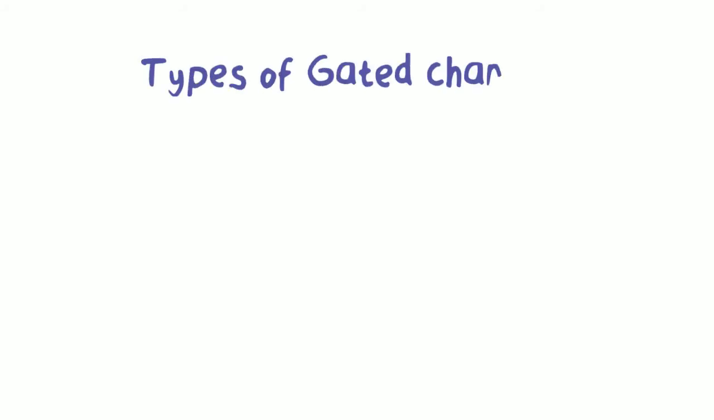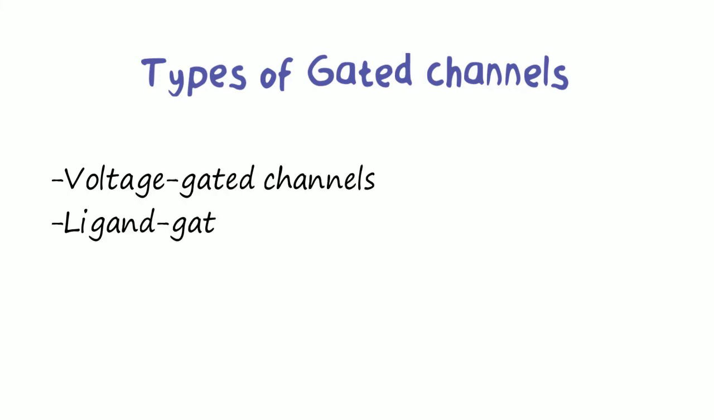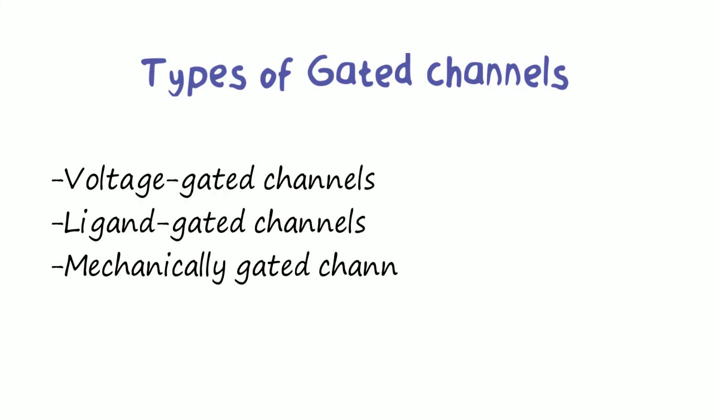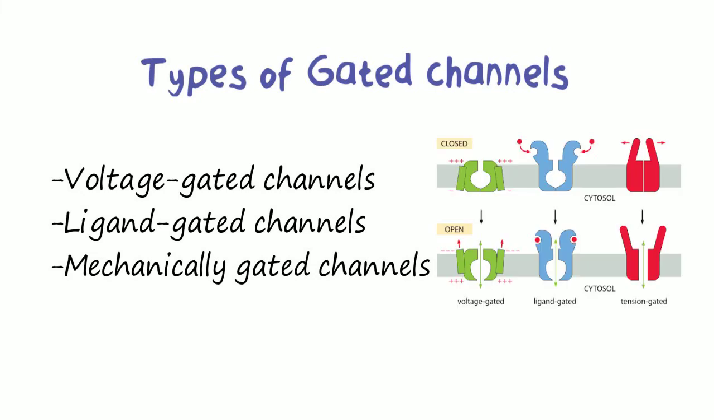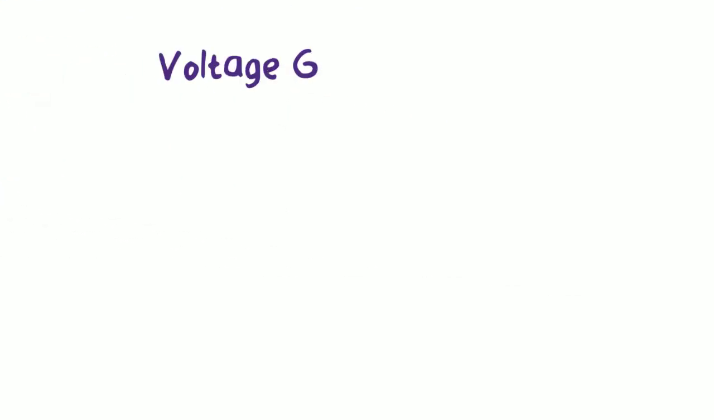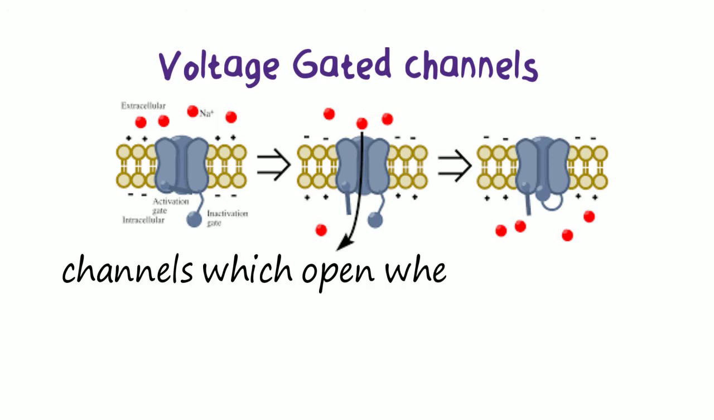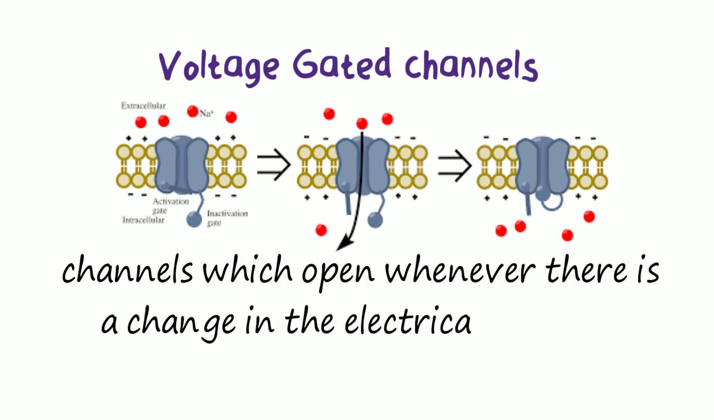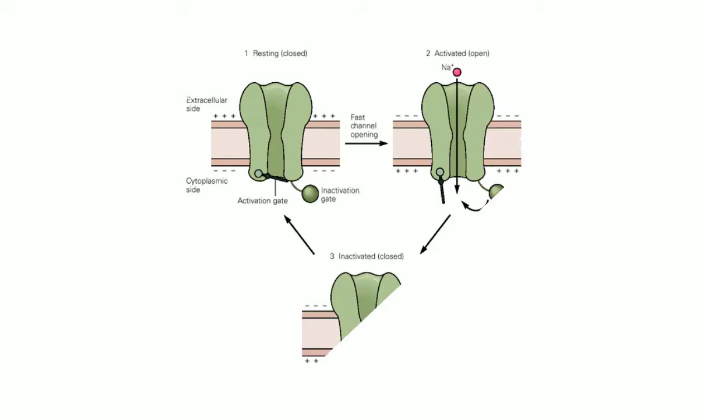The gated channels can further be classified into three types: the voltage-gated channels, the ligand-gated channels, and the mechanically gated channels. The voltage-gated channels are those that open whenever there is a change in the electrical potential. For example, in the neuromuscular junction, when the action potential reaches the axon terminal, the calcium channels are opened and calcium ions diffuse into the interior of the axon terminal from the extracellular fluid.